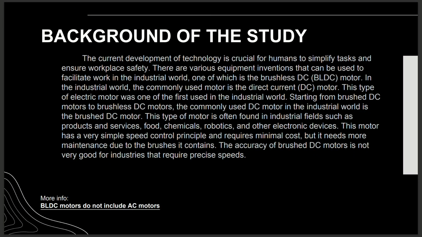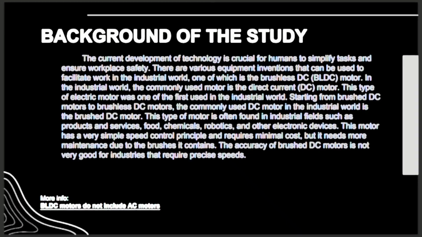This type of motor is often found in industrial fields such as product and service, food, chemical, robotics, and other electronic devices. This motor has a very simple speed control principle and requires minimal cost, but it needs more maintenance due to the brushes it contains. The accuracy of brushed DC motors is not very good for industries that require precise speed.